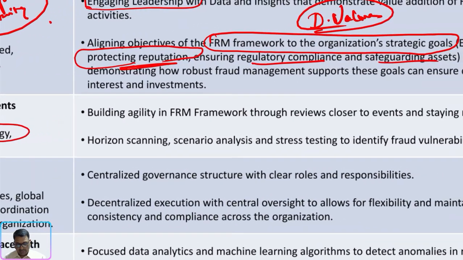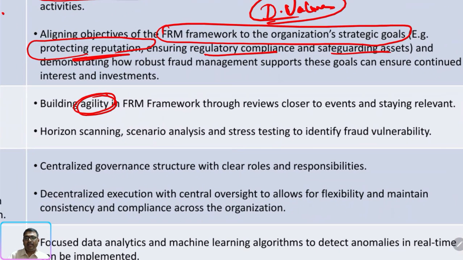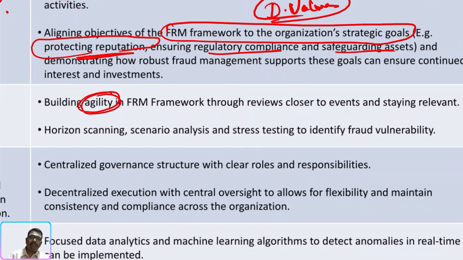Now, how do we address that? Bringing in agility is key. Unless the framework and the FRCM, the fraud risk control matrix, is agile. What do we mean by agile? Agile is the ability to stay relevant. It should not be that I have an FRCM designed 6 months, 1 year, 2 years or 3 years back and then forget about it. That is not going to work.